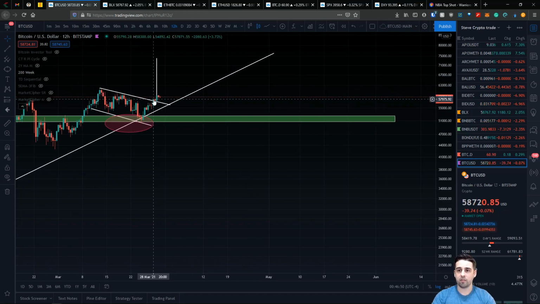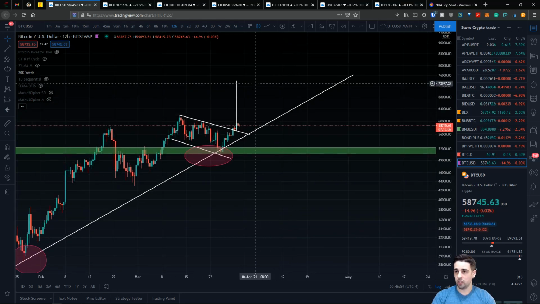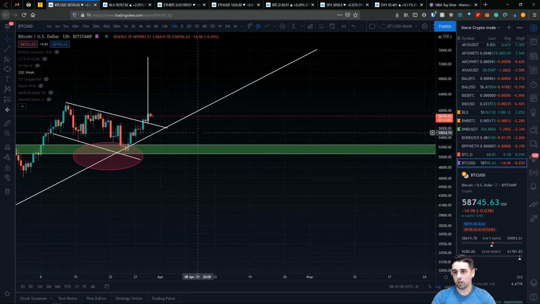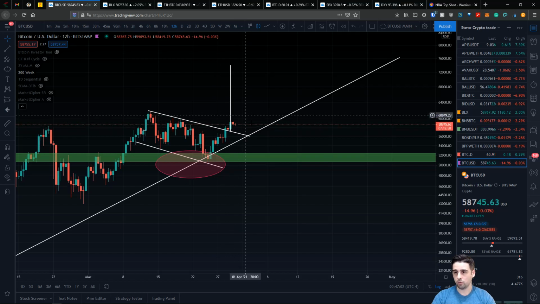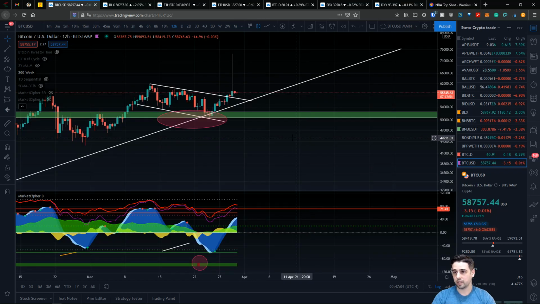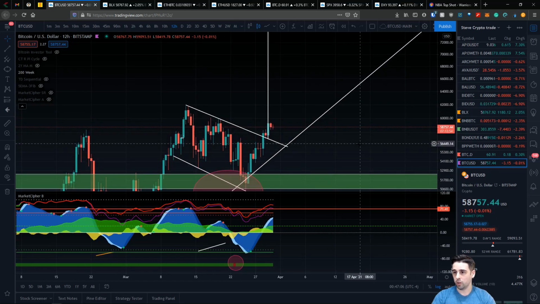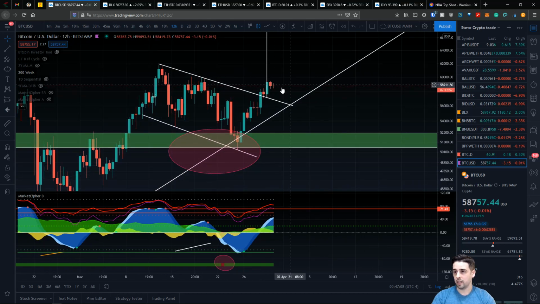So we have obviously broken out of that so far, and we do have targets all the way up to 74, 75k. And we look like we're on track to basically get there. We will have some obviously downside momentum.